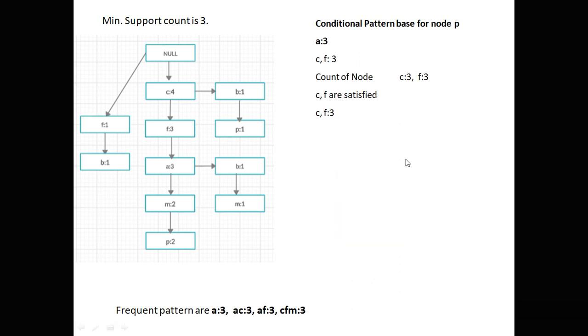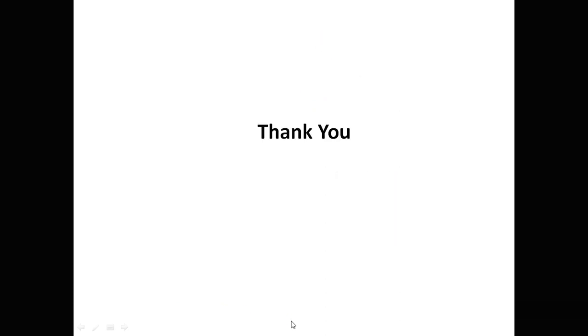Here I just forgot to draw the diagram, but the diagram is simple, that is null, then C, because both have the same priority. So null, C3, F3, and below that A is present. So the patterns are A3, AC3, AF3 and CFM3.